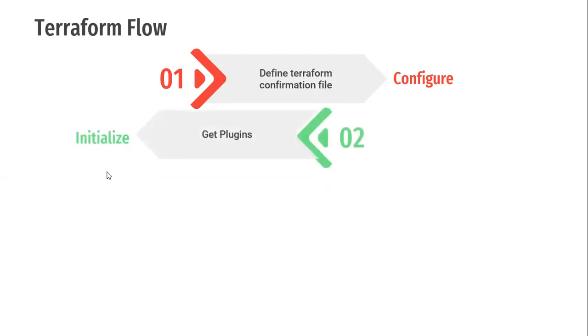Next is where we define the plugins. We initialize the configuration file. The main purpose of this initialization is to download the plugins using which Terraform will be interacting with various infrastructure, whether it is AWS, whether it is Google, whether it is Azure or any other cloud infrastructure. So using this initialization process, we download these plugins which Terraform will be using.